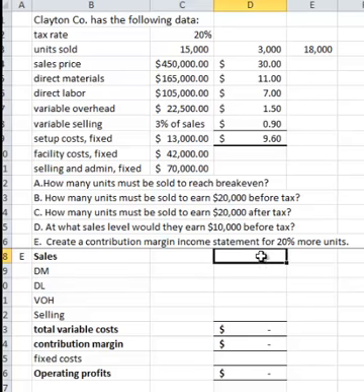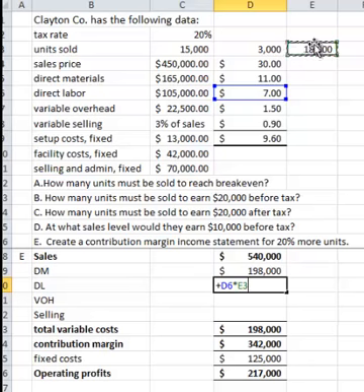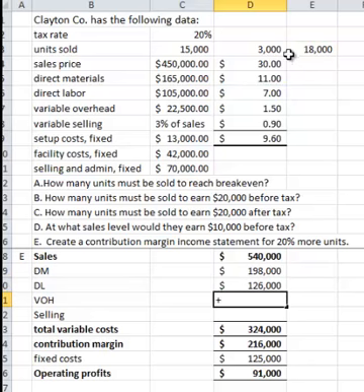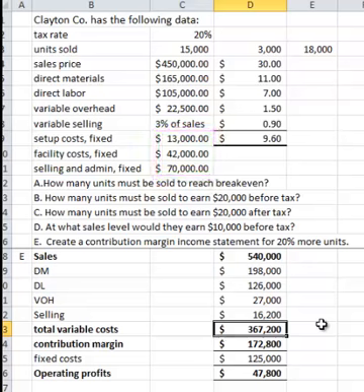All right, so if we had 18,000 units, what would we expect? So sales price times the 18,000. Materials times the 18,000. Direct labor times 18,000. Variable overhead times 18,000. Variable selling times 18,000. Okay, and that gives us our total variable cost. So sales minus total variable cost gives us our contribution margin. There's our total fixed cost, which is the 13, the 42, and the 70. And so our operating profit is 47,800.